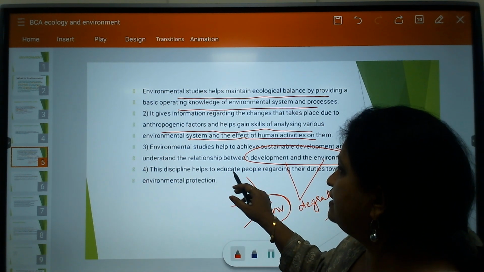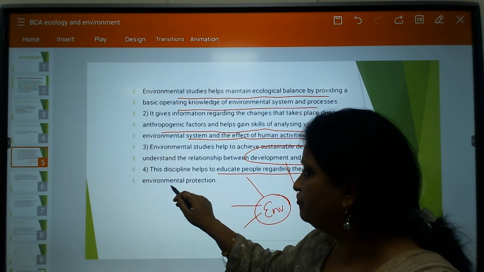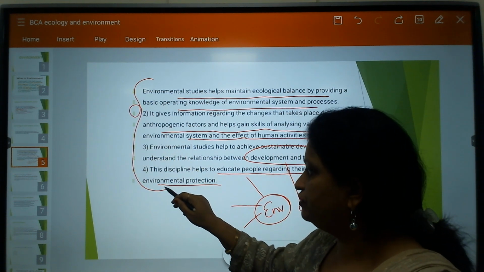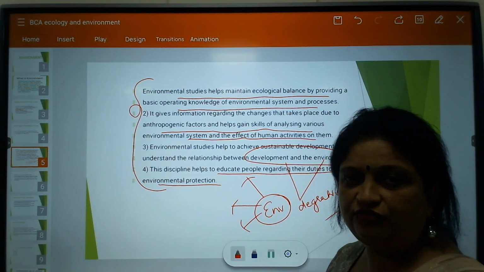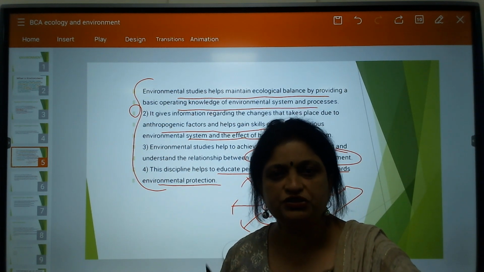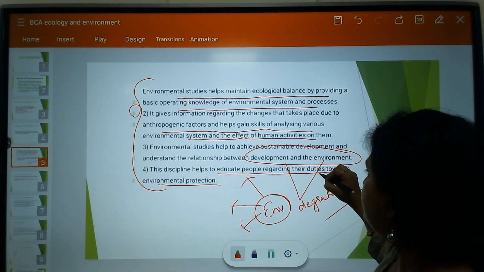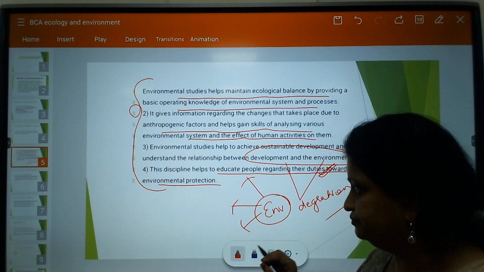This discipline helps to educate people regarding their duties toward environmental protection. If we have basic knowledge of the environment, if we know about the components of the environment and how we should use these components, then we easily understand our duties towards environmental protection.